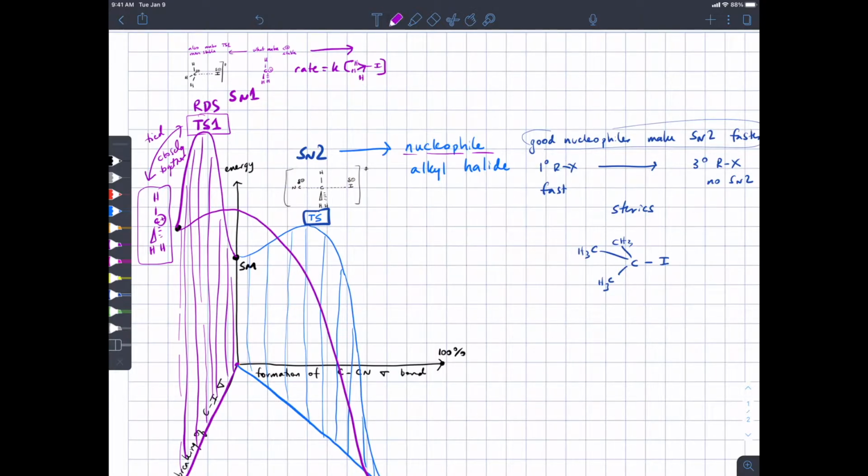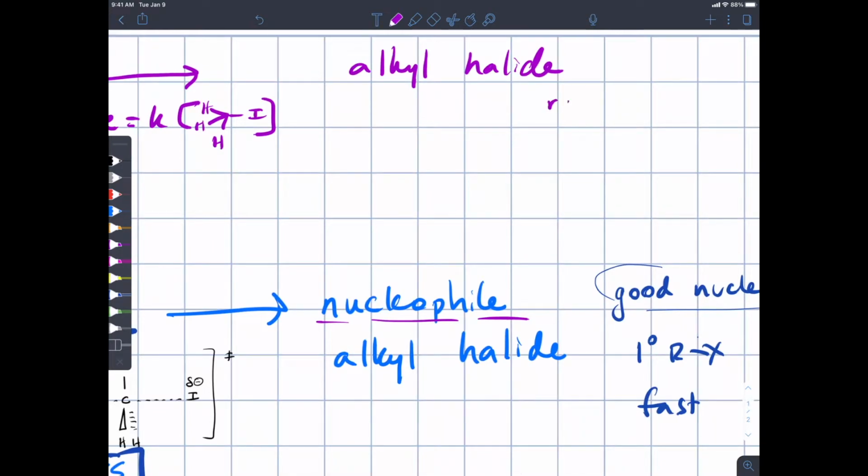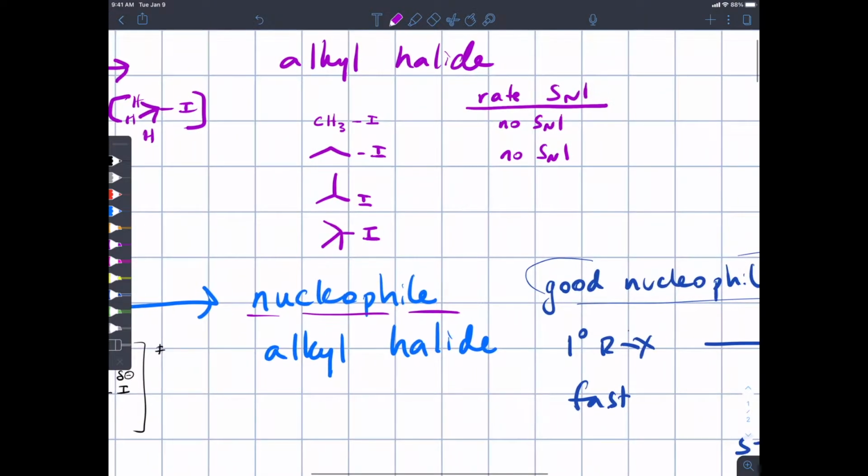That being said, the structure of the alkyl halide influences the rate of the SN1 reaction. So if we had, let's see, methyl, primary, secondary, and tertiary, all of these reactions are slow, but we'll say there's no SN1 for methyl and primary. It's slow for secondary, and it is less slow for the tertiary alkyl halide.